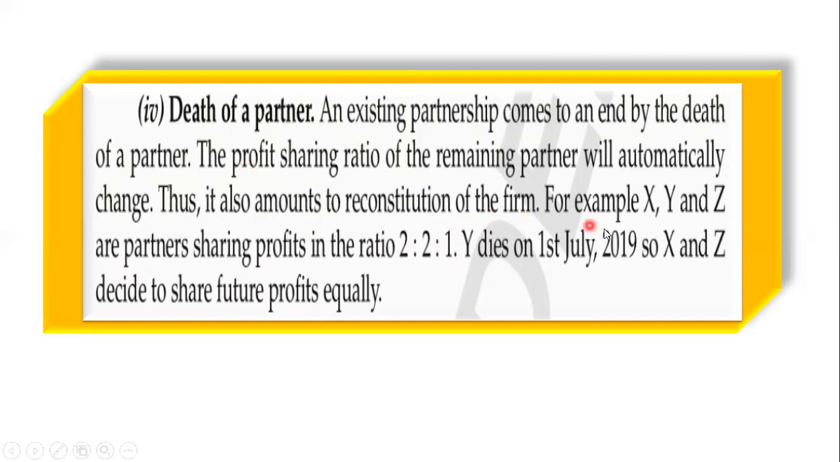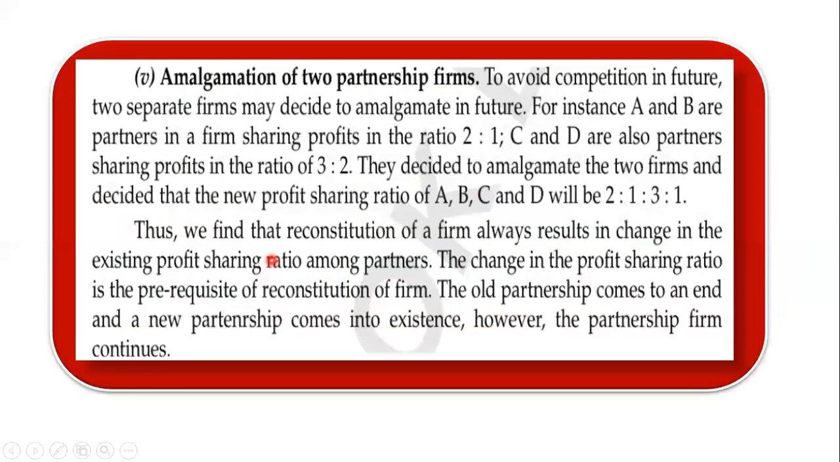So, for example, X, Y, and Z are partners sharing profit in the ratio of 2:2:1. Y dies on 1st July 2019. So X and Z decide to share future profits equally. So obviously you can see here Y dies and the remaining partners X and Z will share profit equally. So there is a change in profit sharing ratio. So this leads to reconstitution of partnership firm.